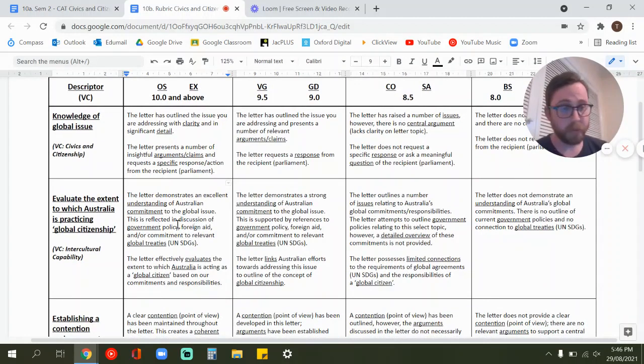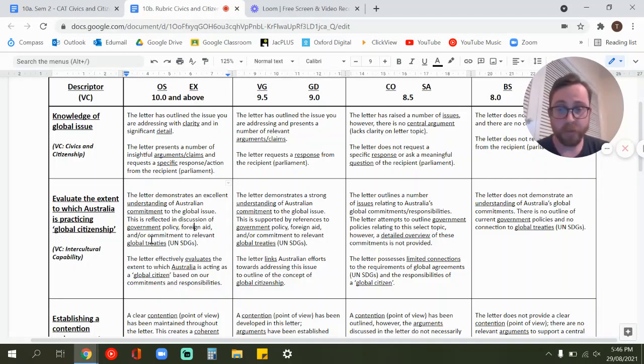Are you talking about Australian government policy? Are you talking about what we've done in foreign aid in other countries to help people out in terms of this topic? And then are you referencing, of course, the UN SDGs? The letter effectively evaluates the extent to which Australia is acting as a global citizen. So that's the main thing here.